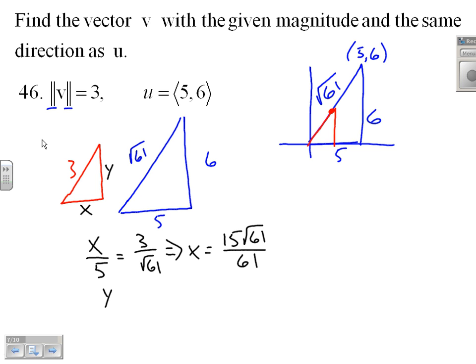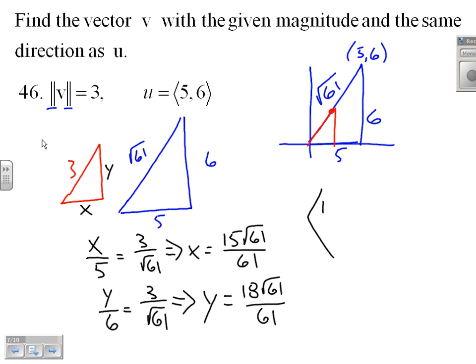Likewise, y is in the same position as 6, while 3 is in the same position of root 61, giving me a y component of 6 times 3, 18, root 61 on 61, for a vector of x component, y component. And there's our vector.